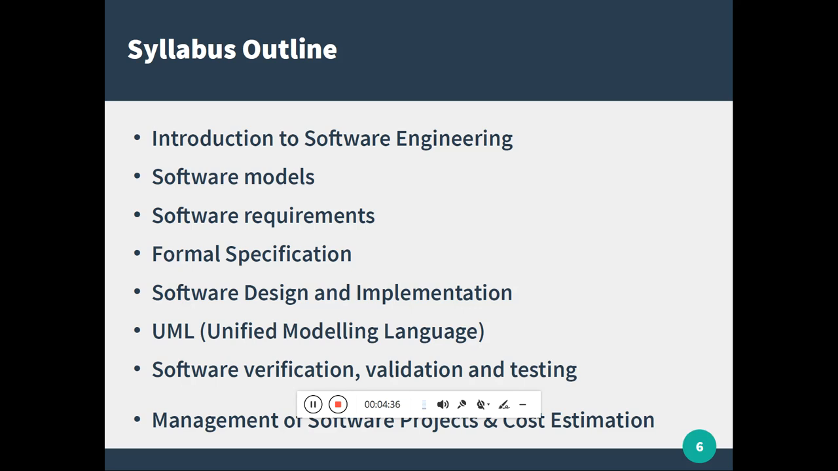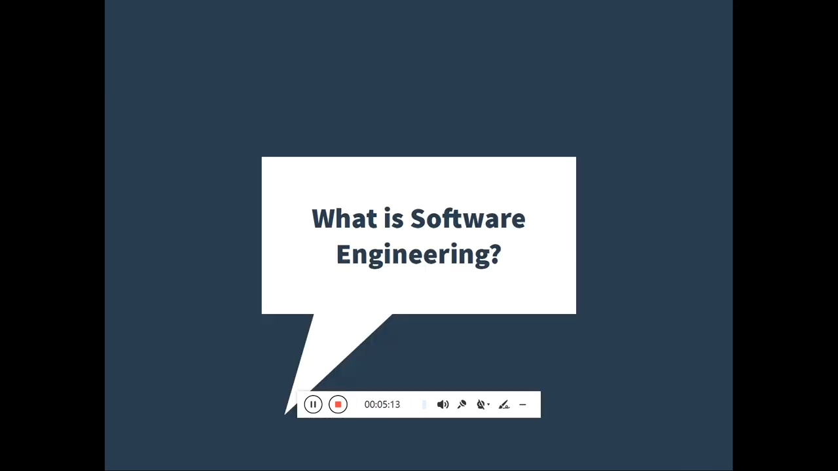The lectures we'll have are: introduction to software engineering 1 lecture, software models around 2 lectures, system requirements around 2 or 3 lectures, formal specification 2 lectures, software design maybe 5 lectures, UML 5 lectures, verification maybe 2 lectures, management of software maybe 2 lectures. So based on this main content of the syllabus, you can see what the important parts of this course are, and you can spend more time on them.